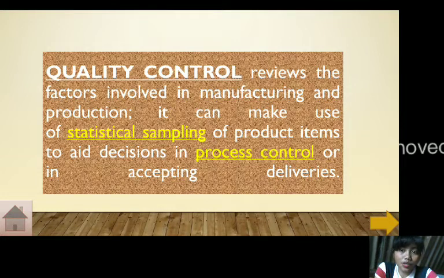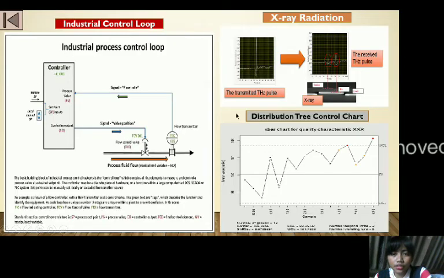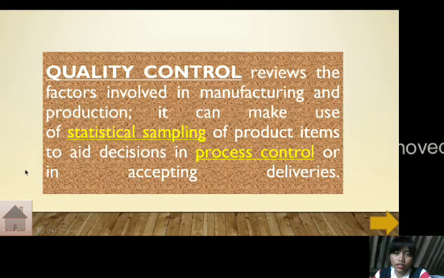The use of control charts to monitor an individual industrial process and feed back performance to the operators responsible for the process is inspired by control systems. Statistical quality control applied to business strategy originated by Motorola. So here's the example: industrial central loop, X-ray radiation, distribution tree, control chart. That is the use of statistics in quality control.